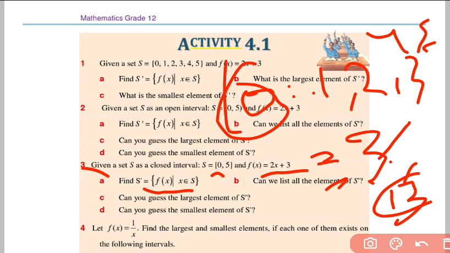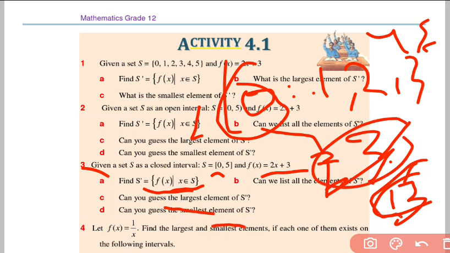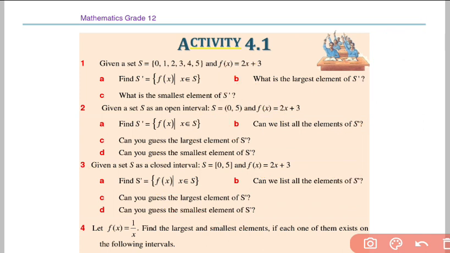So can we list this one? Yes. Can we list all the elements? Yes, we can. The largest number is 13. The smallest number is 3. This is the answer for this question.